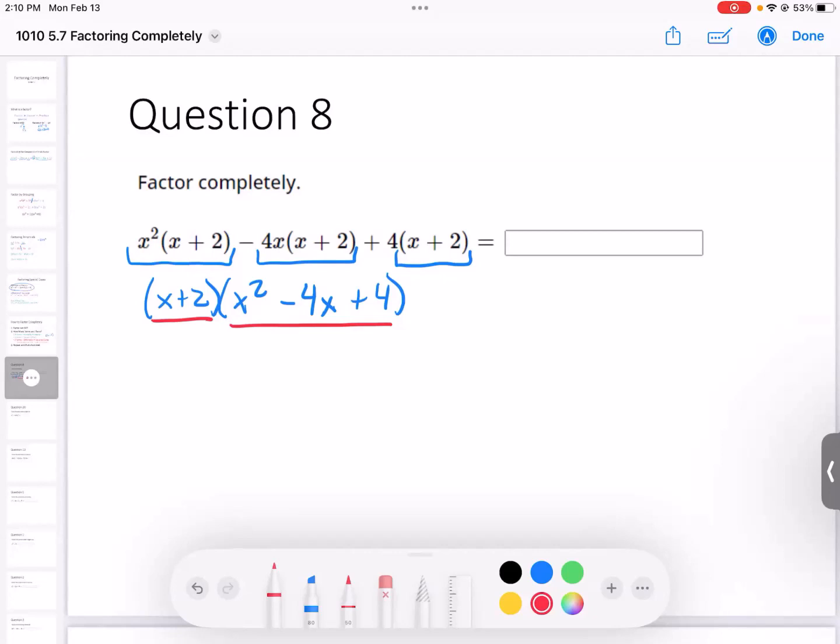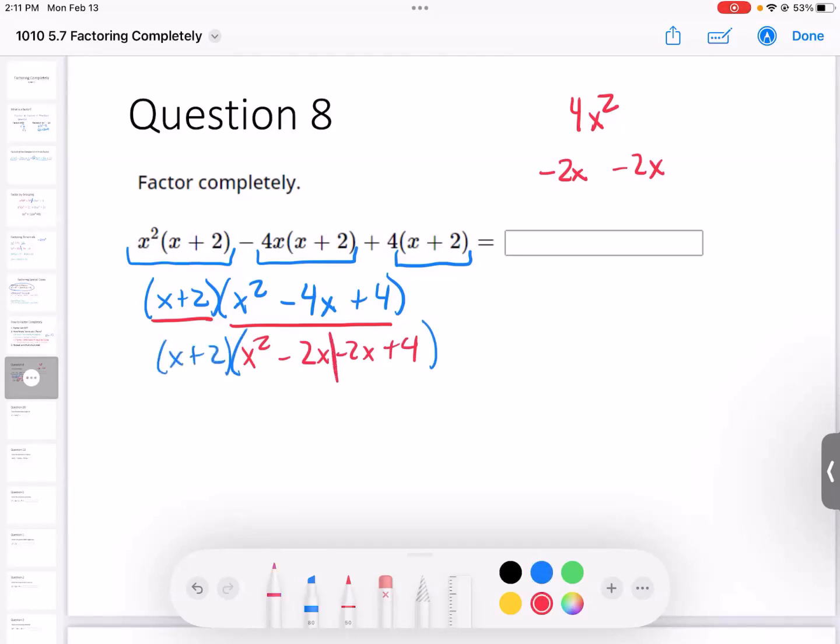Yep, this one is a trinomial trick because I have 3 terms in there. So I'll do 4 times x squared, which gives me 4x squared. And what 2 things multiply to 4x squared and add to negative 4x? Yep, negative 2x and negative 2x. So I'm going to split this up into negative 2x, and this whole thing is still being multiplied by the x plus 2 that I factored out earlier.